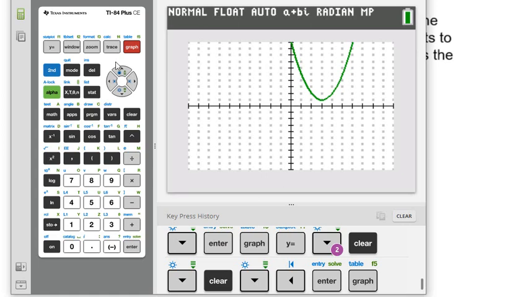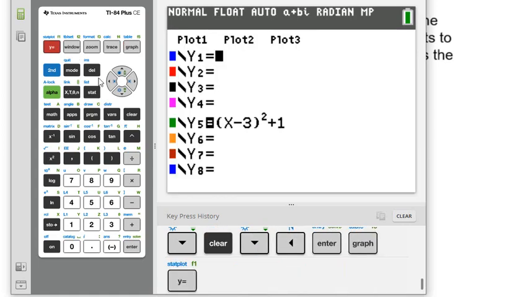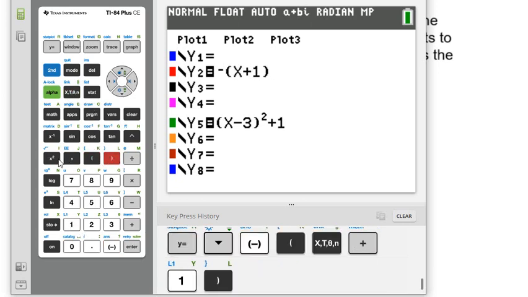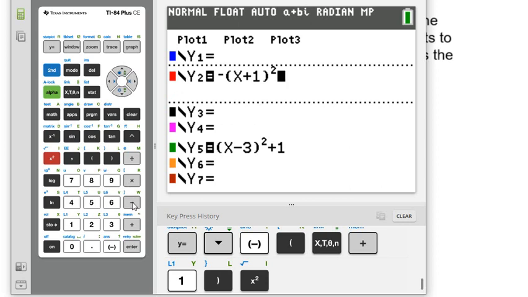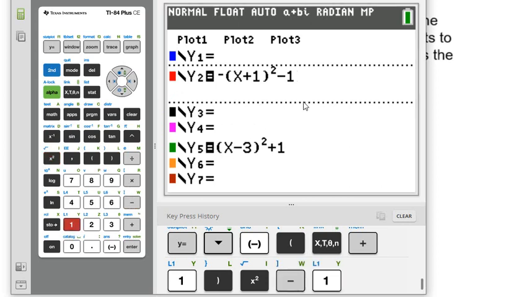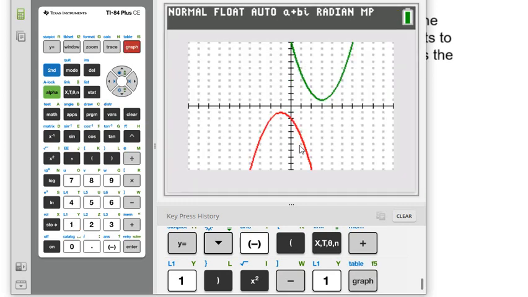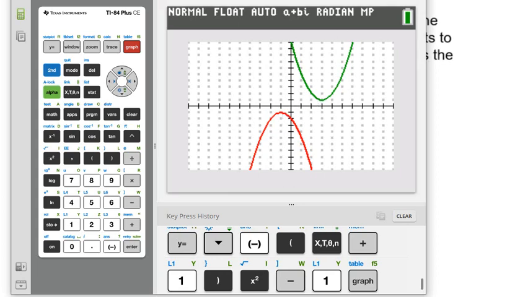Let's go back to the calculator just to verify. There should have been more than enough time to do this. I haven't talked to anybody since this, but we have negative out front. We have x plus 1 squared, and then we have minus 1, which is going to reflect about the x-axis graph. And that's exactly what it is, this red one. The Christmas colors, green and red.